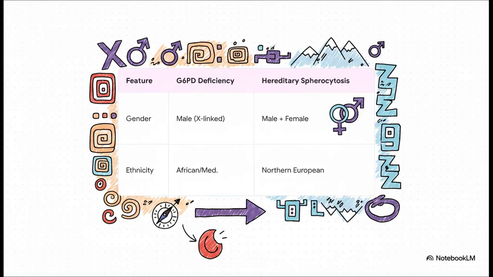And check this out, this table splits our two possibilities so perfectly. For G6PD deficiency, notice it's X-linked recessive. What does that mean? It means it's overwhelmingly going to affect males, and ethnically, you're looking for individuals of African and Mediterranean descent. Now contrast that with hereditary spherocytosis. It's autosomal dominant, so it hits males and females pretty much equally, and it's classically associated with folks of Northern European ancestry. So in our clinical case, the patient's profile is already pointing us very strongly in one direction.